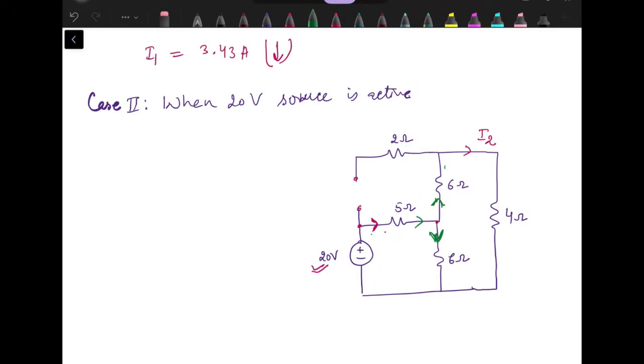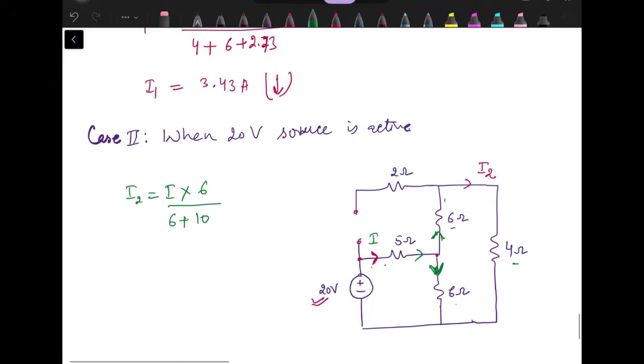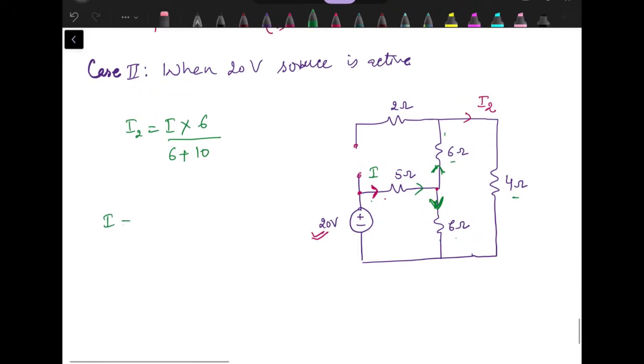So if I want to adopt this method, then I need to find the current I over here, and then we can find I2. I2 will be equal to I into the opposite branch resistance, that is 6 ohm, and in the denominator we will have 6 plus 6 plus 4, 10. So we need to find the value of I. Now what will be I? I will be equal to 20 upon R equivalent.